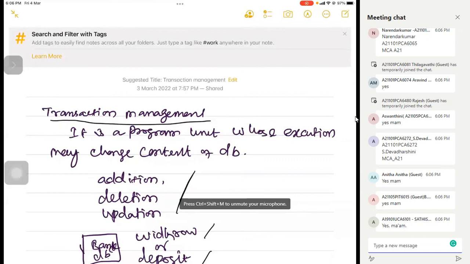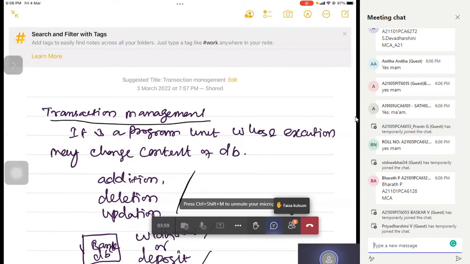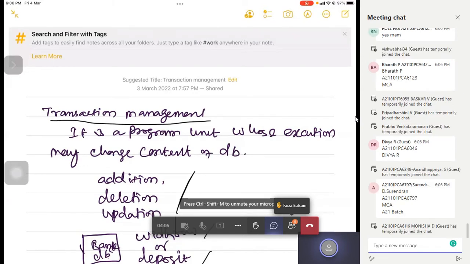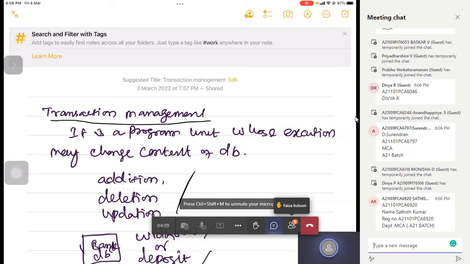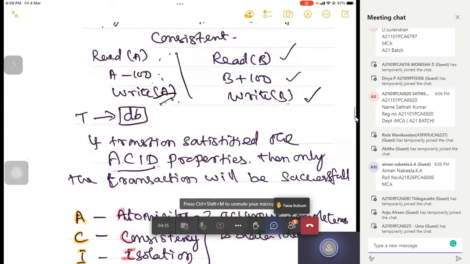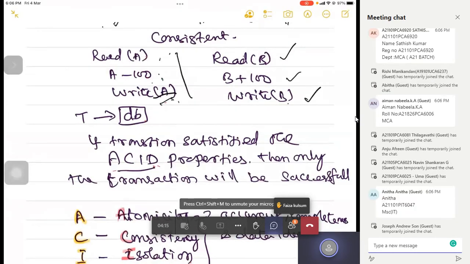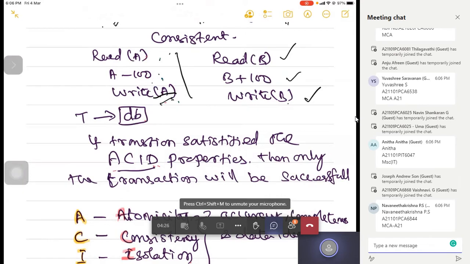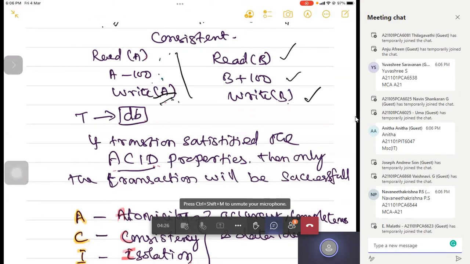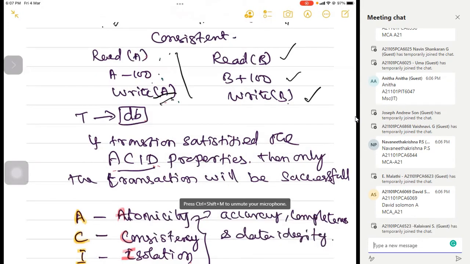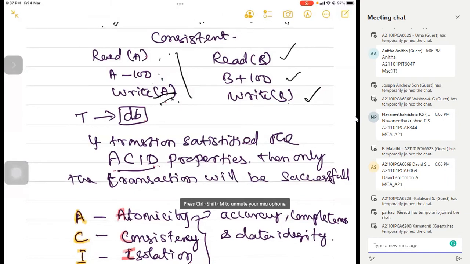Okay, last class we have seen transaction management, isn't it? Apart from that, what else have we seen? Storage management. In storage, we saw different types of storage, file organizations, sequential, dynamic, and indexing, and B plus tree. And apart from that, relational algebra and SQL, all of that we have seen.